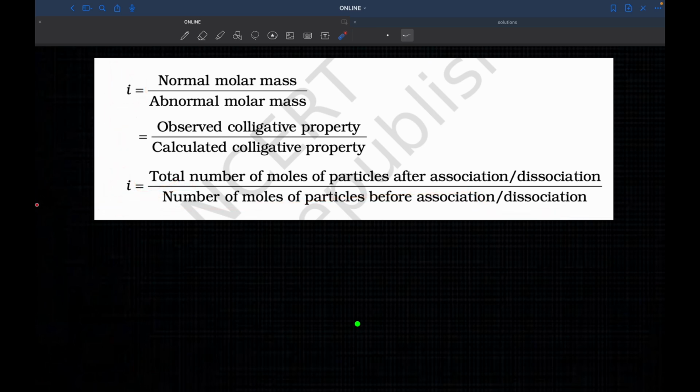So note these down: normal molar mass by abnormal molar mass, observed colligative property by calculated colligative property. Before and after: the number of moles after by before. Calculated is before, and abnormal is before, so the normal things will be on top. So these three formulae you should remember.